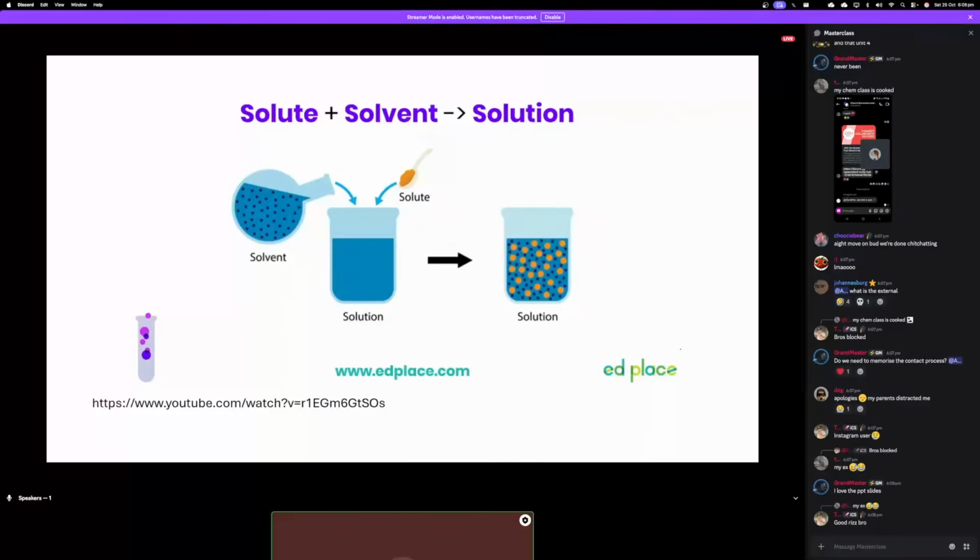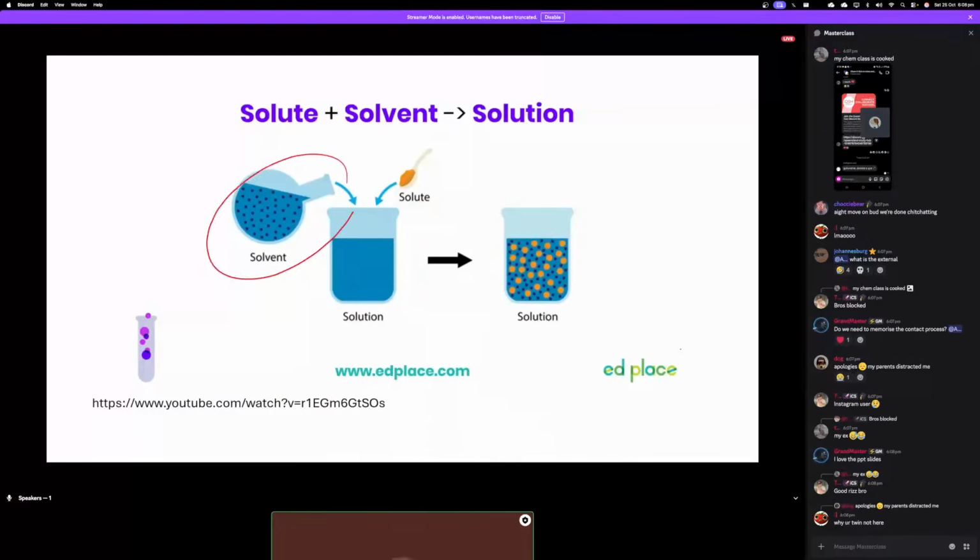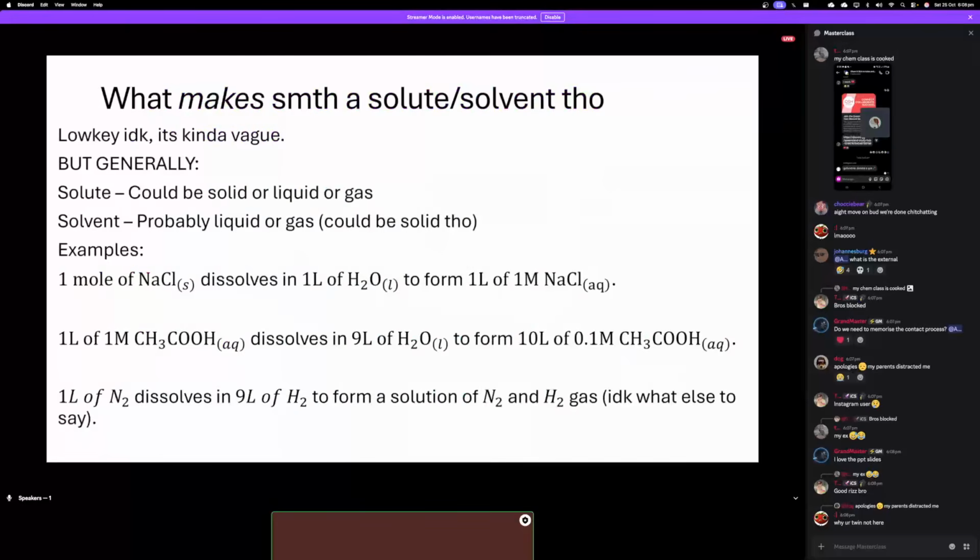Solute is generally something that we are dissolving in something else. The solvent is what we're dissolving it in. So here we have some solution. We're dissolving a solute in our solvent, and we get some solution, right? It is mixed. In this case, it is mixed. That's kind of it. For what makes a solute and solvent, it can be a lot of things.